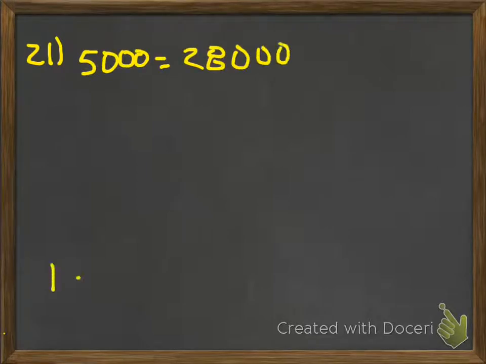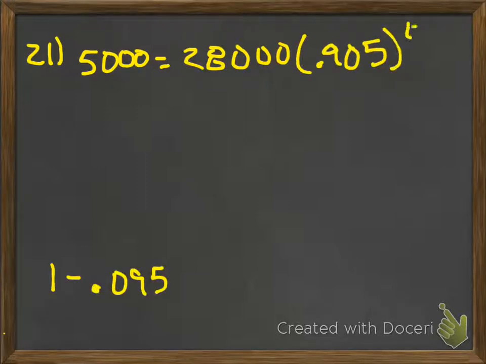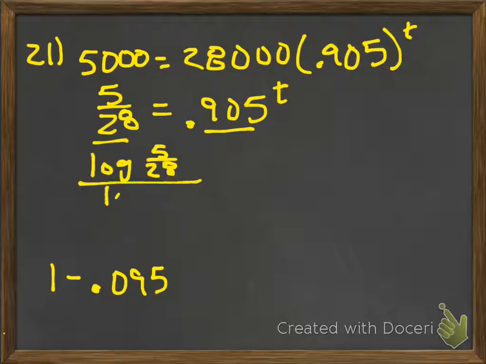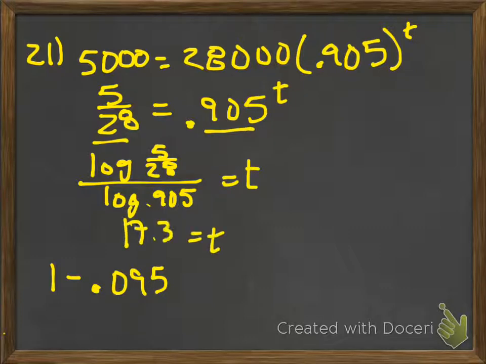Number 21, same thing. You're going to take the 28,000, 5,000 is the final amount, 28,000 the initial. You're going to subtract 1 by 0.095, change that to a decimal, and then divide. The two numbers that you see right here, this one and this one, you're going to make those logs and you're going to divide those logs. So you're going to say log of 5 over 28 divided by log of 0.907. So the key there is logs. You've got to remember that. And then when you press enter, you'll end up with about 17.3 years.